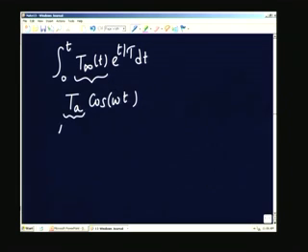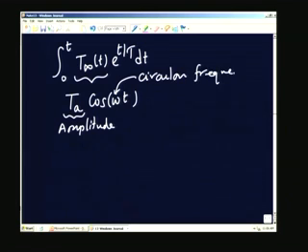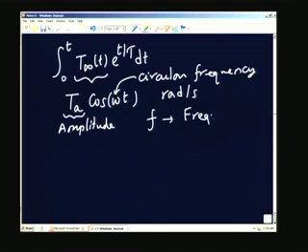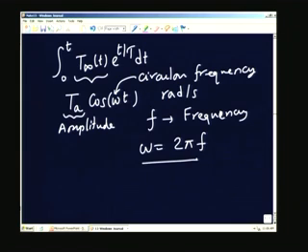This is called the amplitude, and this is the circular frequency, in radians per second. If f is the frequency, then omega will be nothing but 2 pi times f, omega equal to 2 pi f.